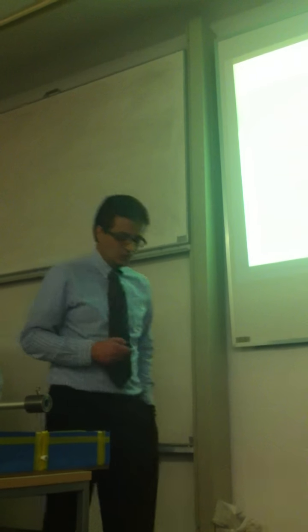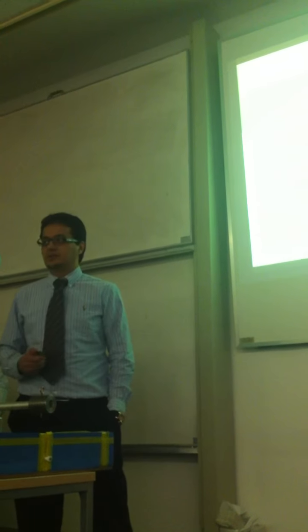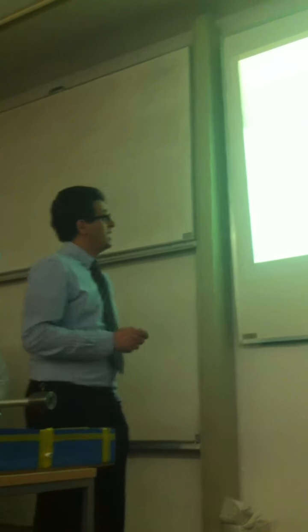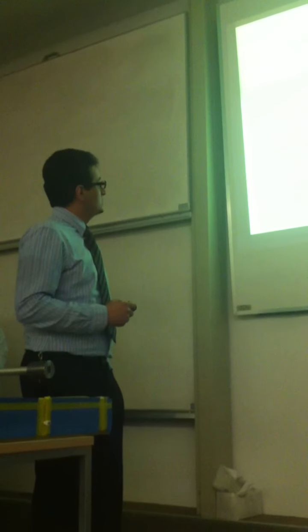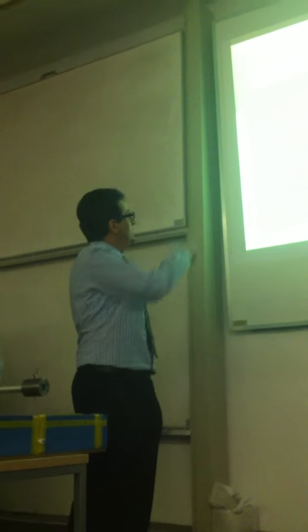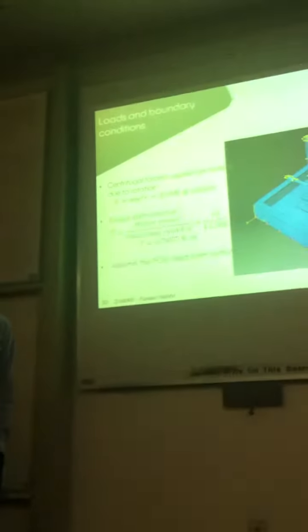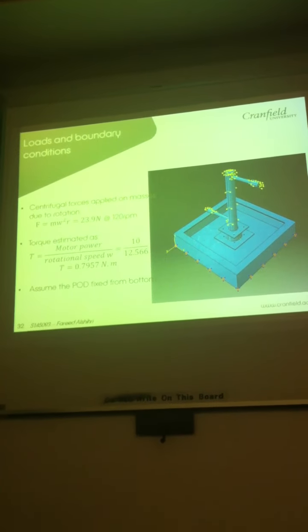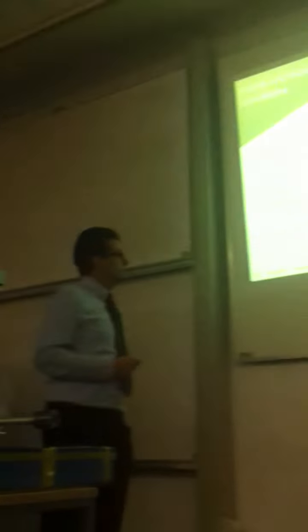After doing the steps and sections for every part of our model, we applied two loads: a centrifugal force and one torque. The centrifugal force equals mass multiplied by omega squared multiplied by the length of the arm, which is equal to 23.9 at 120 rpm. The torque equals 0.79 Newton meter. After that, we applied the boundary condition and constrained the model from the bottom.